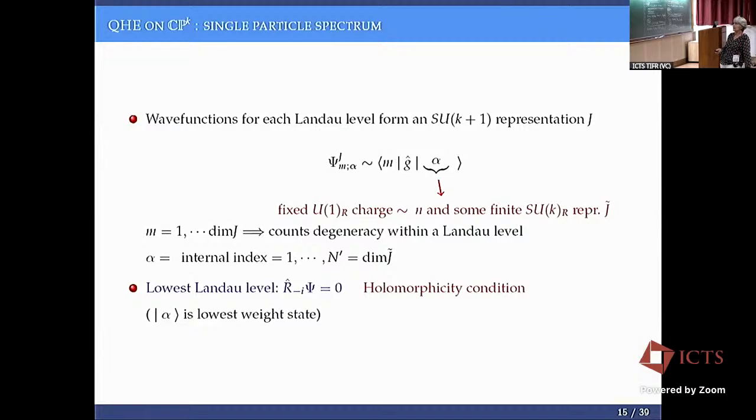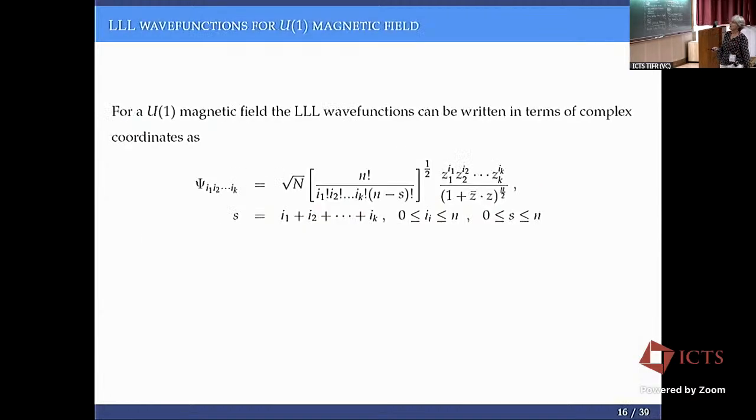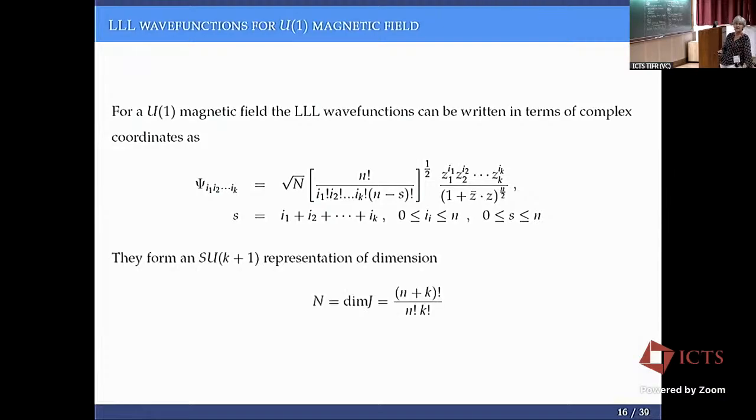And again, the lowest Landau level is given by this expression, which we think of as the holomorphicity condition. Okay, it fixes this as a lowest weight state, so we know the full representation. Okay, so just to give you an example, if I have only a U1 magnetic field, the wave functions we find are essentially the coherent states for CPK.